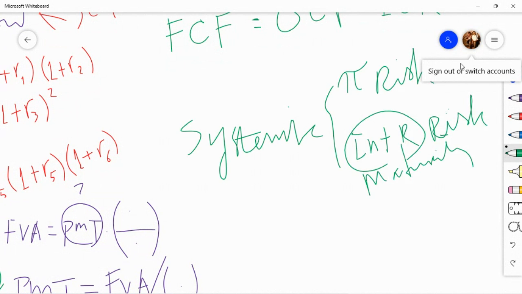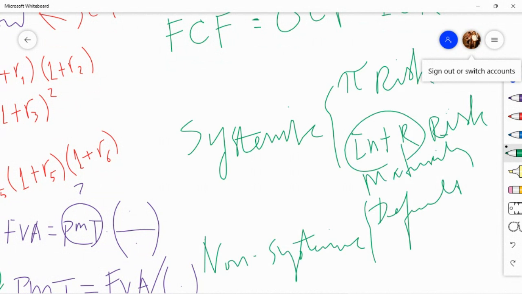And then the other two are non-systemic: default risk and liquidity risk. These two are specific to each company, specific to each bond, right?